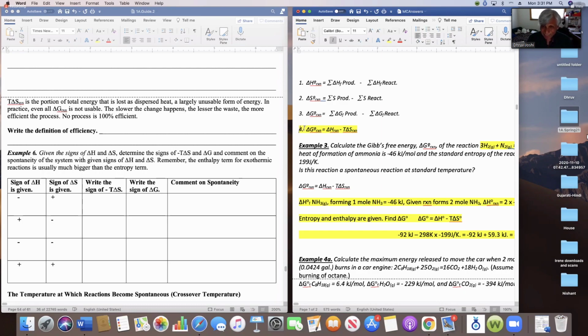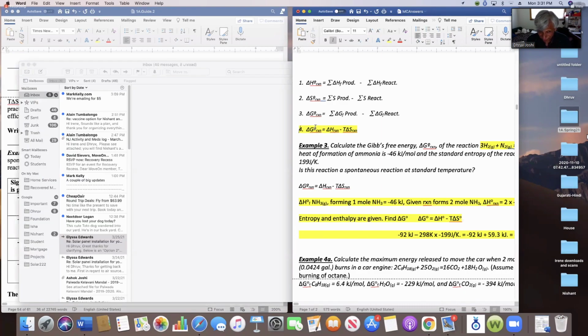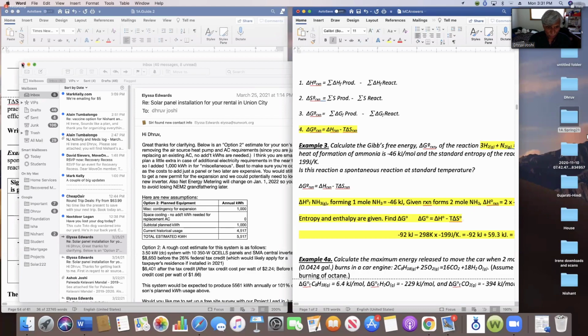So the sign of delta G, whether it is positive or negative, is going to depend upon the fight between these two terms. Is delta H going to win, or is T delta S going to win? Or both of them, or none of them? Delta G has to be negative for the reaction to be spontaneous.